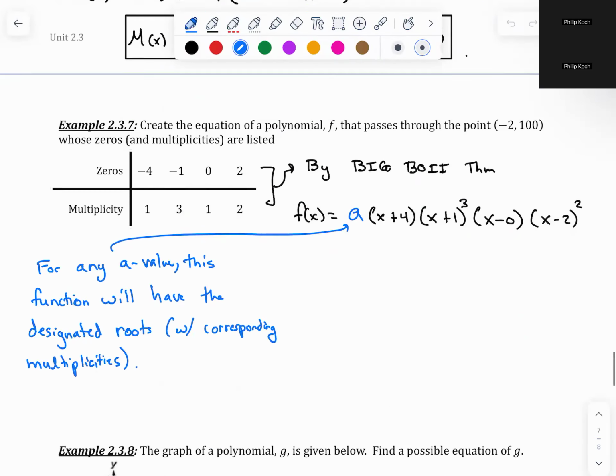Okay, cool. For any a value, this function that I've written will have the designated roots with the corresponding multiplicities. Because remember, at the end of the day, all an a value does is this: if a is positive, it'll be a vertical stretch or compression. If a is negative, it'll be a reflection across the x-axis, and it might also be a vertical stretch or compression, but that's not going to change the zeros. As we saw in 1.6, whenever you were on the x-axis and you vertically stretched or reflected, the points always stayed on the x-axis because that's where they are.